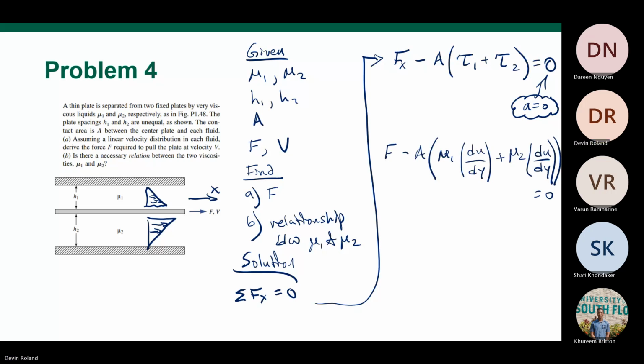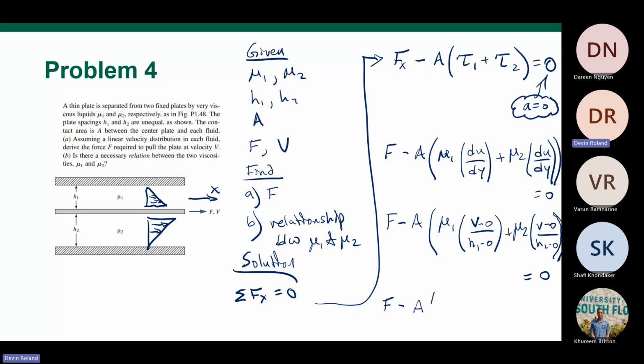And then we know that both of our velocity distributions are linear again. So we can rewrite this as mu1 times V minus 0 on top, over h1 minus 0 on the bottom, plus mu2, and again the same velocity for both, but then this one's h2 minus 0. That's in parentheses there, and that's going to equal 0. So then F minus A times mu1 V over H1 plus mu2 V over h2 equals 0.